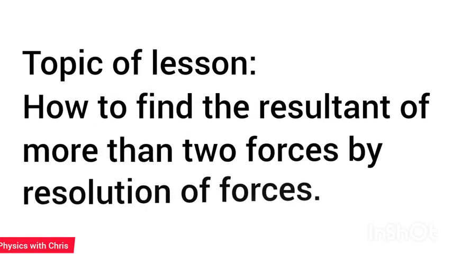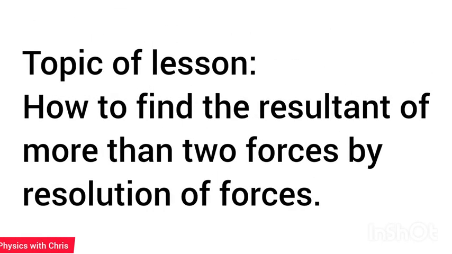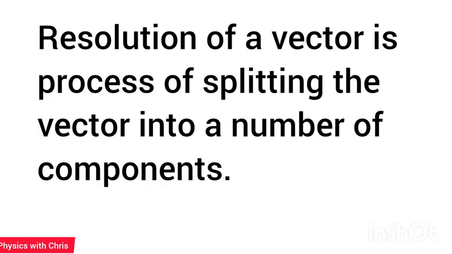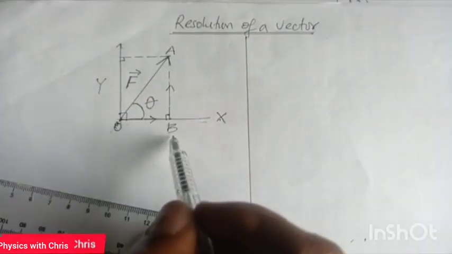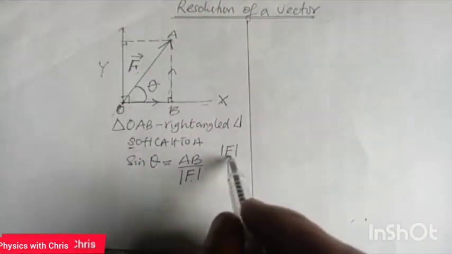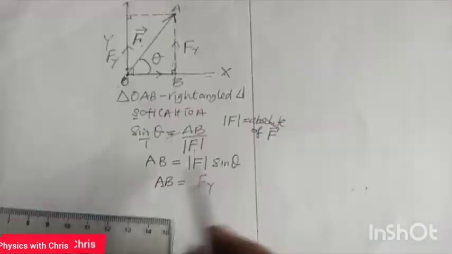I'll be explaining how to find or determine the resultant of more than two vectors by the method of resolving vectors. In my previous video lessons, I explained what is meant by vector resolution, that is how to resolve a vector. We say it's a process of splitting a vector into as many components as possible, and that we identify two perpendicular directions, that is resolving a vector along the x-axis, which is called the x component of the vector, and then along the y-axis, which is called the y component of the vector.